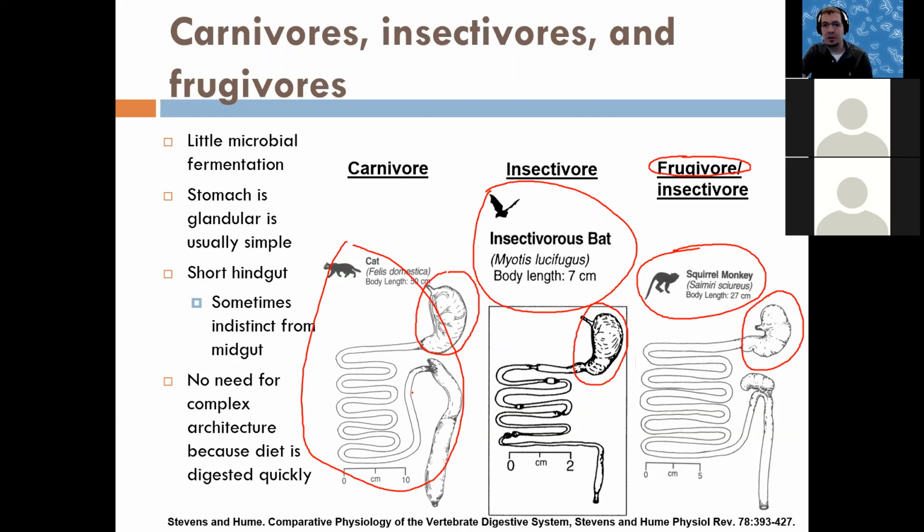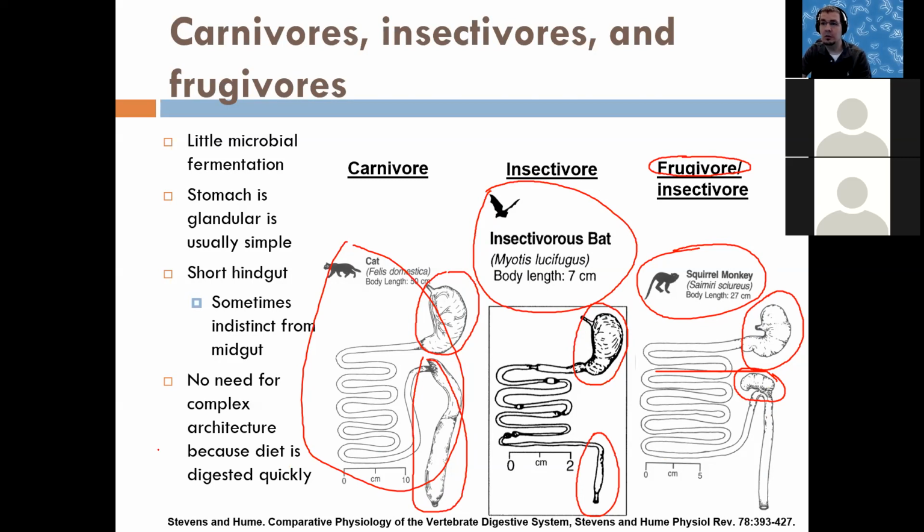Another feature is that they have a short hindgut. And sometimes it's indistinguishable from the midgut. So in the cat, you can see a hindgut. It is distinguishable. In the insectivorous bat, it's kind of hard to see where the midgut ends and where the hindgut begins. And in the squirrel monkey, it has this cecum here. Otherwise, it doesn't have much of a hindgut.